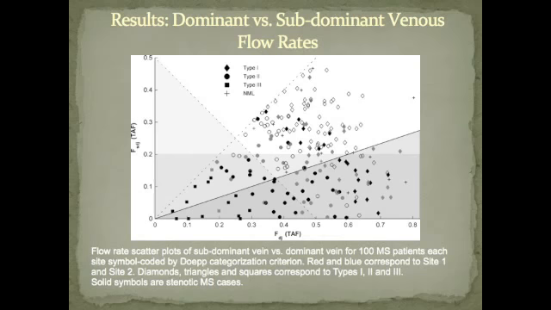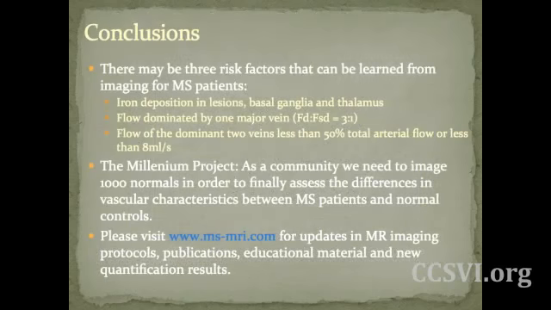So, conclusions. There's still a lot of questions out there. There's still a lot of things that we do not know about CCSVI and multiple sclerosis. However, we found that there may be 3 risk factors that can be learned from imaging multiple sclerosis patients. This includes the iron deposition in the lesions, basal ganglia, and thalamus. With MR imaging, you can actually quantify these levels and track them longitudinally through time.